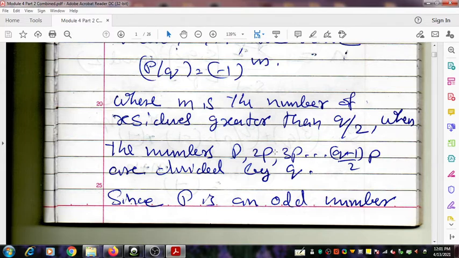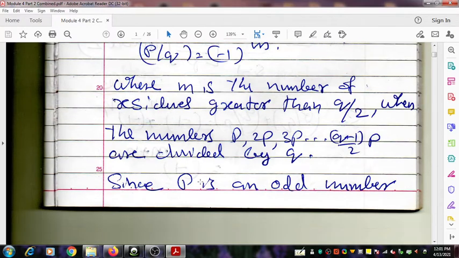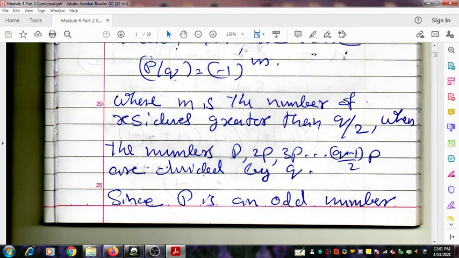We take the numbers p, 2p, 3p, and so on up to (q-1)/2 times p. When the numbers in this list are divided by q, you get remainders, and the values of the remainders are less than or equal to q minus 1. The remainders have values strictly greater than 0 and less than q.